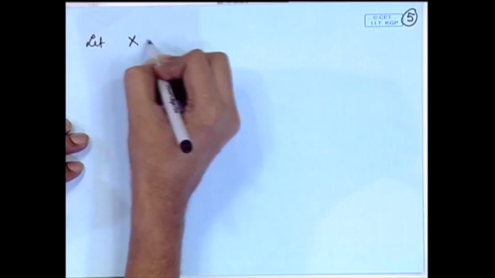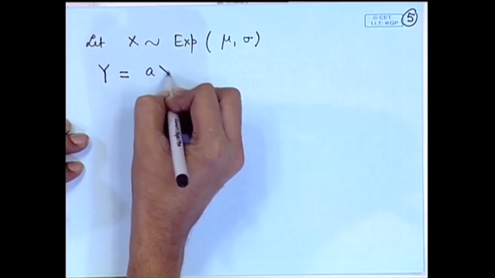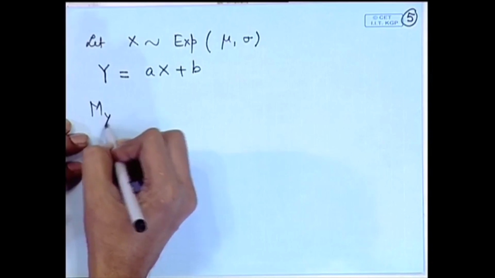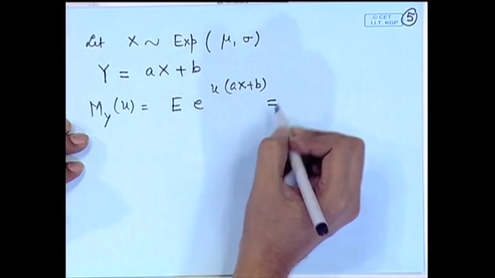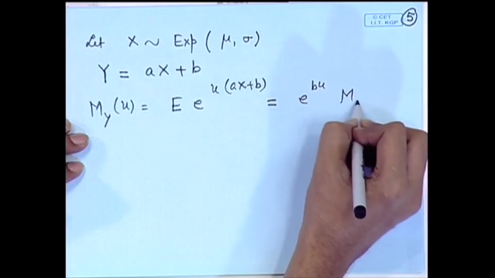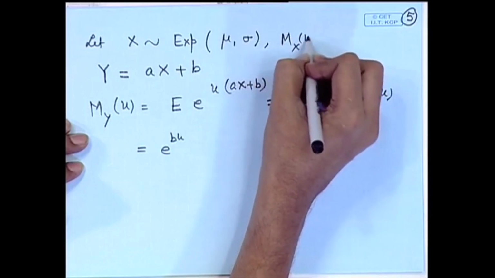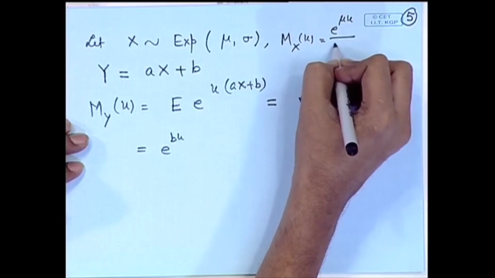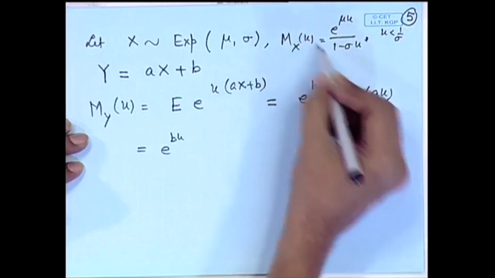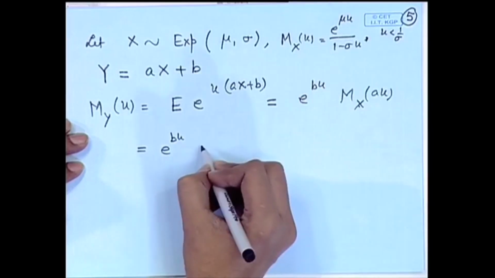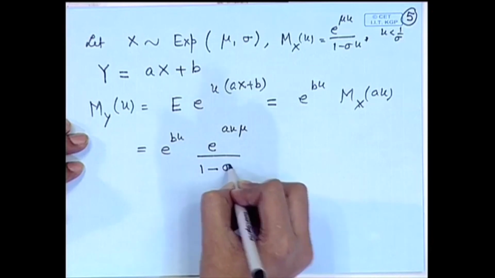So, let x follow exponential distribution with parameters mu and sigma. Consider the transformation y is equal to say a x plus b. Consider the moment generating function of this. Then it is expectation of e to the power u into (a x plus b). This is equal to e to the power b u and the moment generating function of x at the point a u. So, what is the moment generating function of x at the point u? That we derived as e to the power mu u by (1 minus sigma u) for u less than 1 by sigma. So, if we make use of this here, in place of u we can put a u. So, it is equal to e to the power a u mu divided by (1 minus sigma a u).